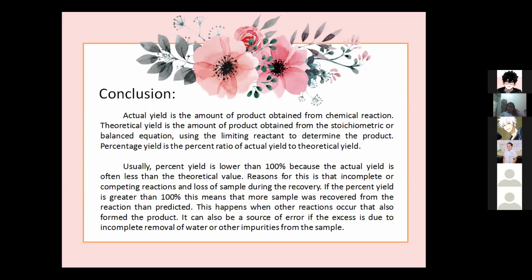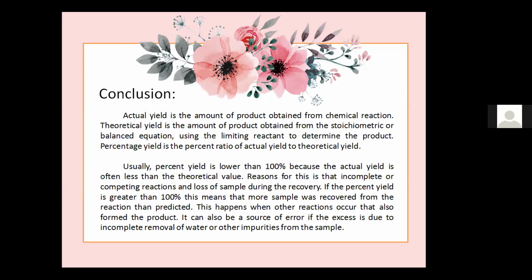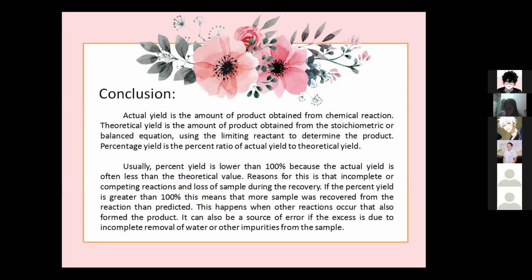So, for our conclusion, the actual yield is the amount of the product obtained from the chemical reaction. When we mixed the HCl and NaHCO3, that was the chemical reaction, and what was produced is the actual yield. Our actual yield is 1.45 grams according to our experiment. Then, the theoretical yield is the amount of the product obtained from the stoichiometric or balanced equation. Our theoretical yield is 1.73 grams.